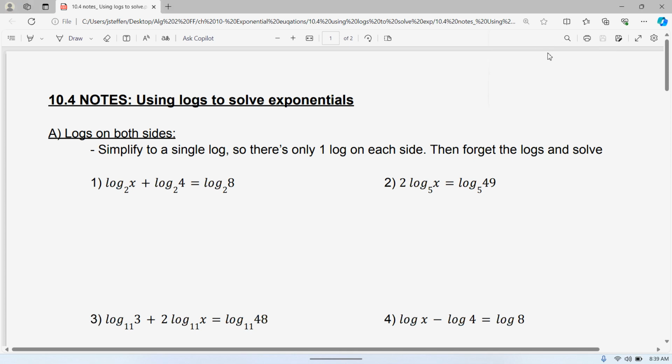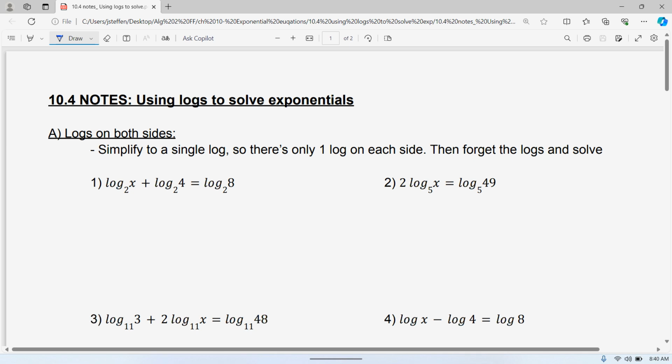So we are talking about using logs to solve, or solving logarithms. Kind of depends on how you look at it. There's kind of two categories, broken into two different sections: when there's logs on both sides of your equal sign and when there's logs on one side. They're very similar. You do them a little bit differently, but they are pretty similar.